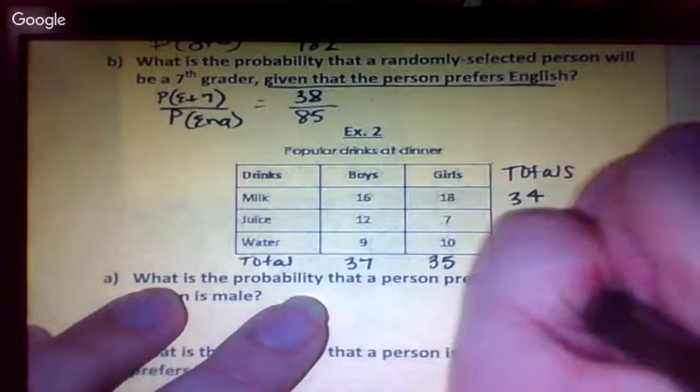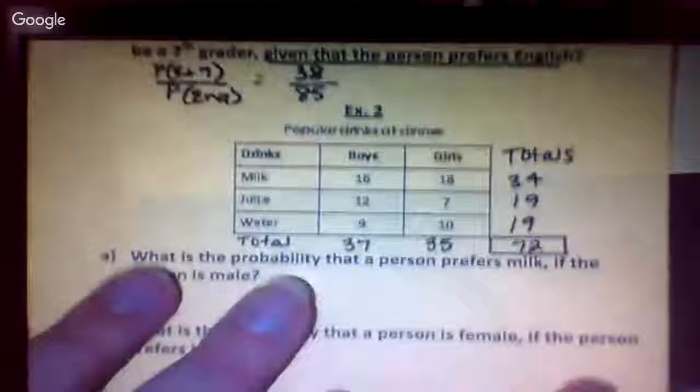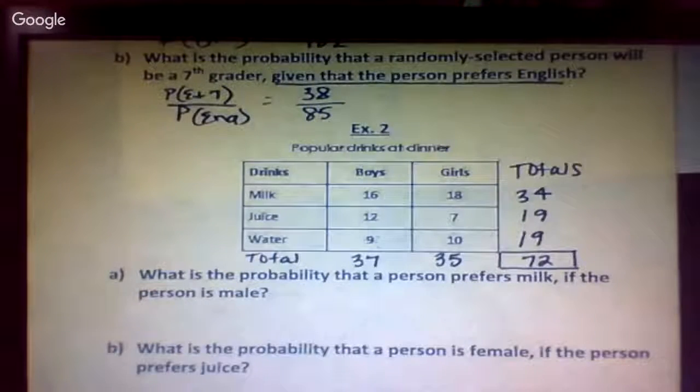72. Awesome. 77. Okay, so if they give you a two-way table without totals, give yourself some totals first. That way you know every number that you're dealing with before you sit here and try to do all this probability. So A is now saying, what is the probability that a person prefers milk if they are male?